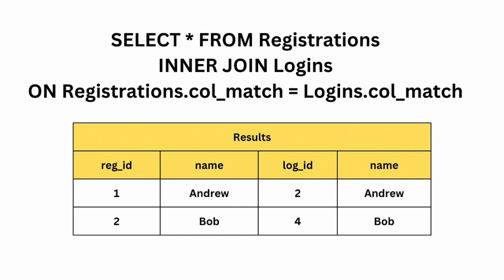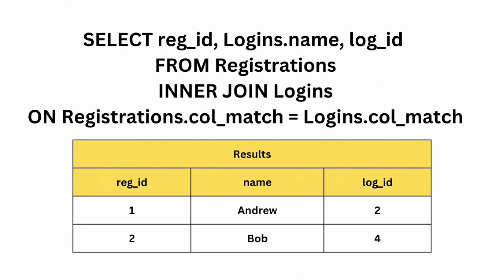Again, an inner join is looking for matches that exist within both tables. And here we're saying select all the columns. Notice, because we said select all the columns, the name column happens to be duplicated or repeated twice because there's both a name in the registrations and the name in the logins. If you wanted to get rid of this duplication, what you can do is actually specify what columns you want. So here I'm saying select registration ID, logins.name, then login ID from registrations, inner join logins on registrations.name equals logins.name.